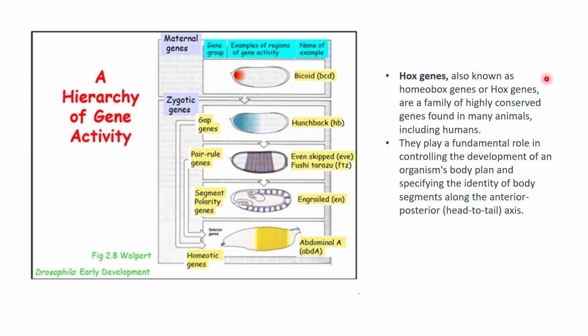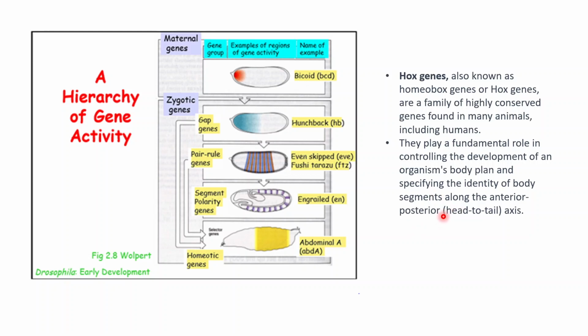Hox genes, also known as homeobox genes, are a family of highly conserved genes found in many animals, including humans. If you check all these animals, starting from invertebrates, the Drosophila organism is an invertebrate organism, as well as in humans to vertebrates, Hox genes will be found everywhere. They are a highly conserved set of proteins. They play a fundamental role in controlling development of an organism's body plan and specifying the identity of body segments along the anterior to posterior axis.